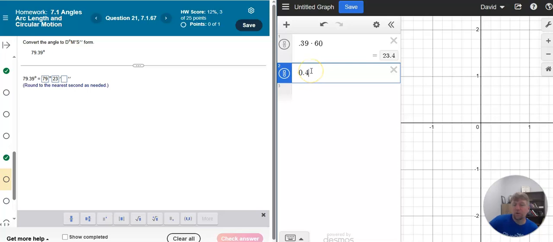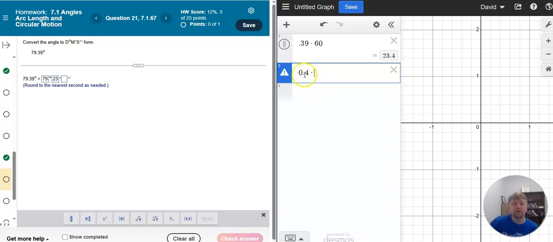So we're also going to multiply that by 60 to see how many seconds there are. Now there are 60 seconds in a minute. So that's the reason why we're not multiplying by 60 twice like we did when we converted the other way. There are 60 seconds in a minute, 60 minutes in a degree, and we're converting to degrees. So we had to multiply twice.